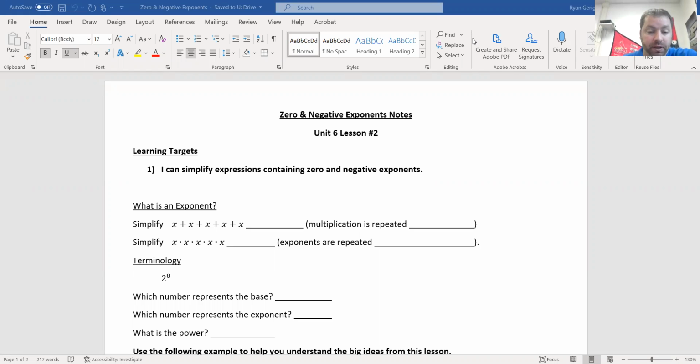What is an exponent? Well, to tell you what an exponent is, I'm going to look at x plus x plus x plus x plus x. If I put those all together, I get 5x, right? Multiplication then, that's 5 times x. Multiplication is repeated addition. All right, well, let's look at the next thing. x times x times x times x times x. That's x to the 5th. I don't think there's any surprise there. But that's your first look at an exponent. Exponents are repeated multiplication.